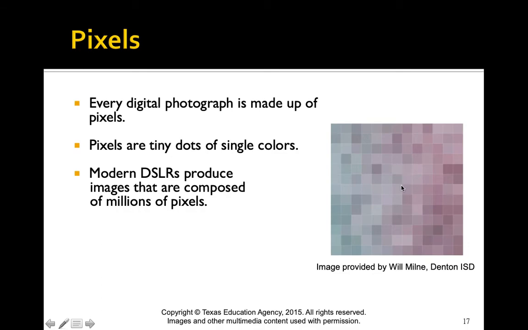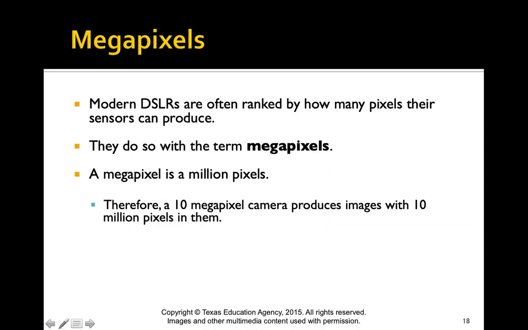Pixels are tiny dots of single color, so each one of these would be its own pixel. And when we get into video editing, especially if you're able to use Photoshop, you're going to see those in mighty ways. Modern DSLRs produce images that are composed of millions of pixels. The more pixels, the better quality photograph you get. So they're often ranked on how many pixels, and they talk about megapixels. A megapixel is 1 million pixels, so a 10 megapixel camera produces 10 million pixels.